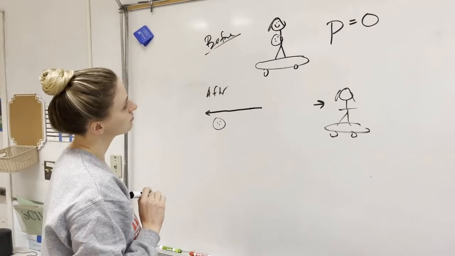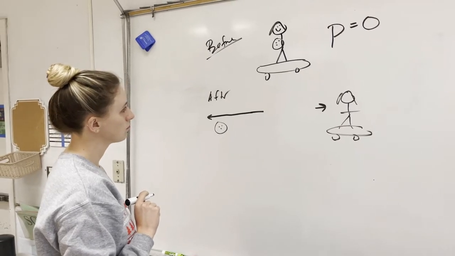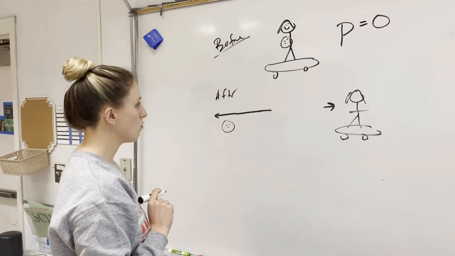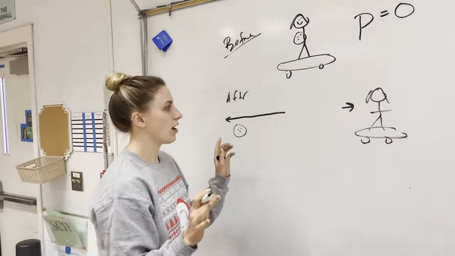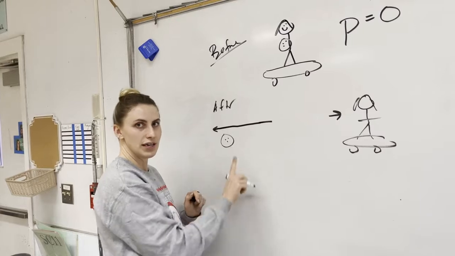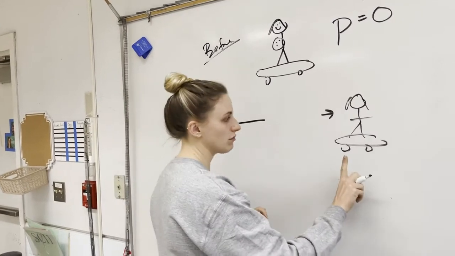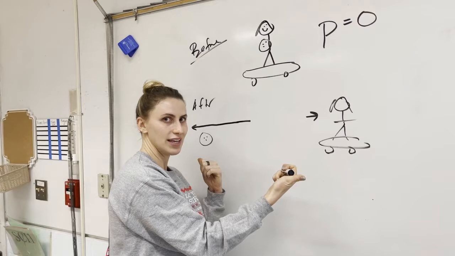Now the question is, how can the momentum be zero afterwards if you're moving and the ball's moving? Okay, so I'm seeing something here. We've got little mass, big velocity, and we've got big mass, little velocity, and they're going in opposite directions. So don't they cancel each other out?